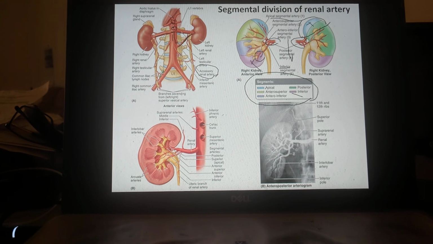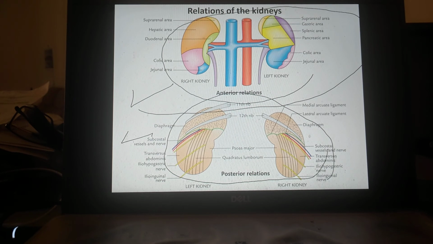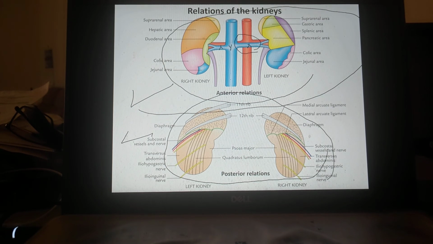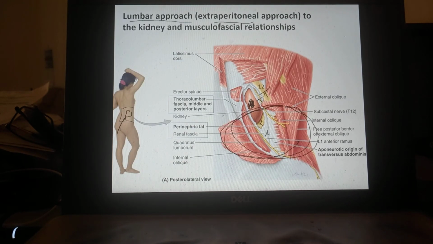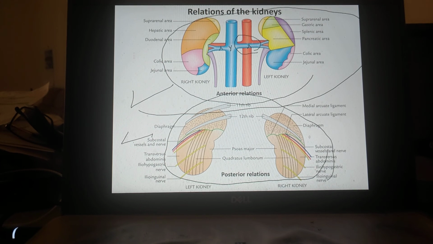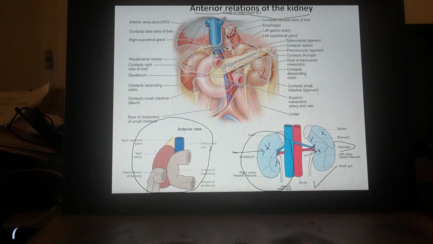Renal veins, as I mentioned before, there are two renal veins. Here is the left renal vein, here is the right renal vein. Renal veins drain to the inferior vena cava. Also, as I mentioned before, the left renal vein is longer than the right, and the opposite for the artery: the left renal artery is shorter than the right. This is because of the position of the IVC to the right side of the abdominal aorta.